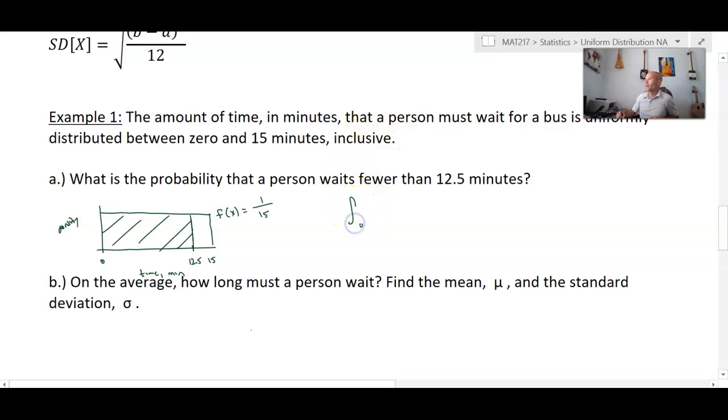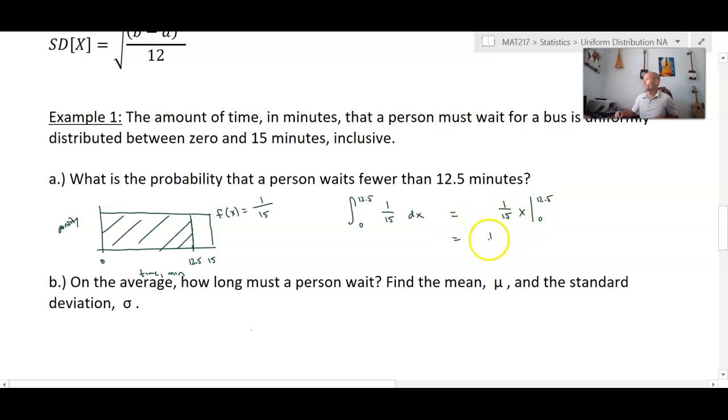So we want to find the area from 0 to 12 and a half under the function 1/15. Now the antiderivative of a constant is the constant times x. And in other words, what function has 1/15 as its rate of change? Well, it's going to be 1/15 x. And now we want to evaluate this on the interval from 0 to 12 and a half.